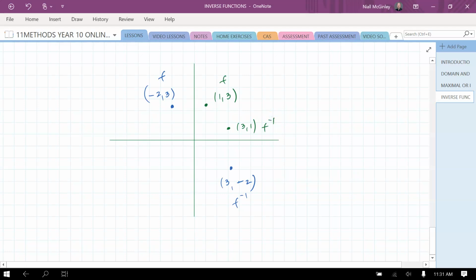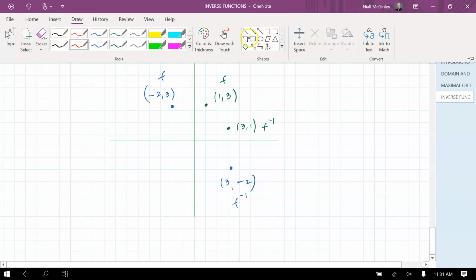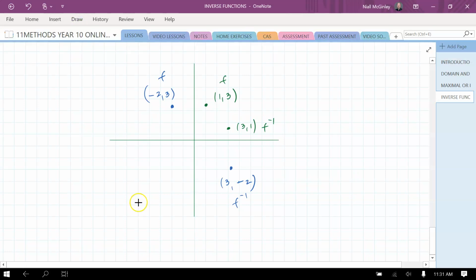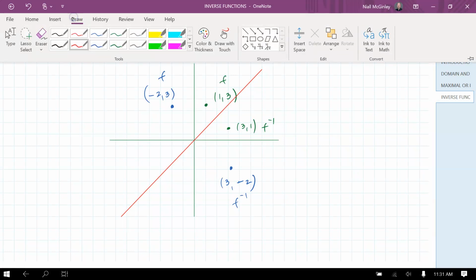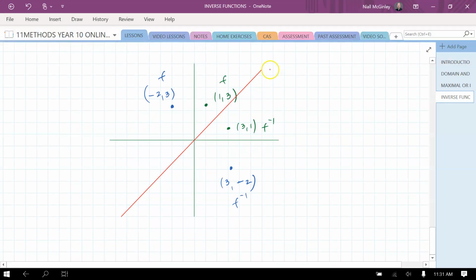Alright. By using these coordinates here, we should be able to notice something interesting. If I put in a straight line here, that comes through like this, the equation of this straight line would be y equals x.